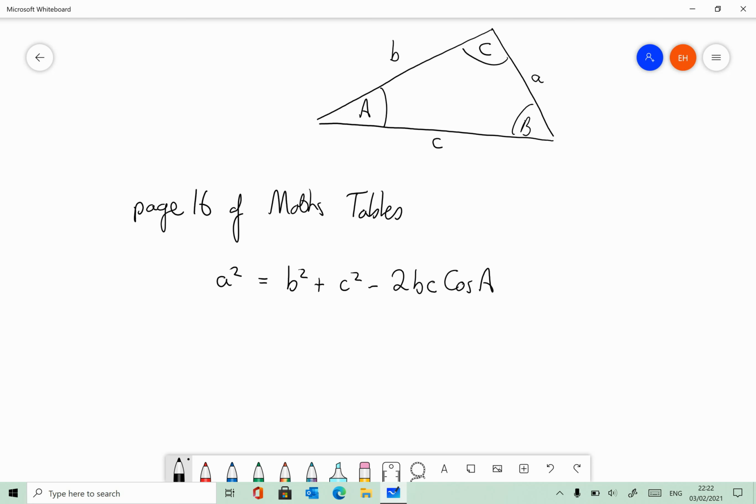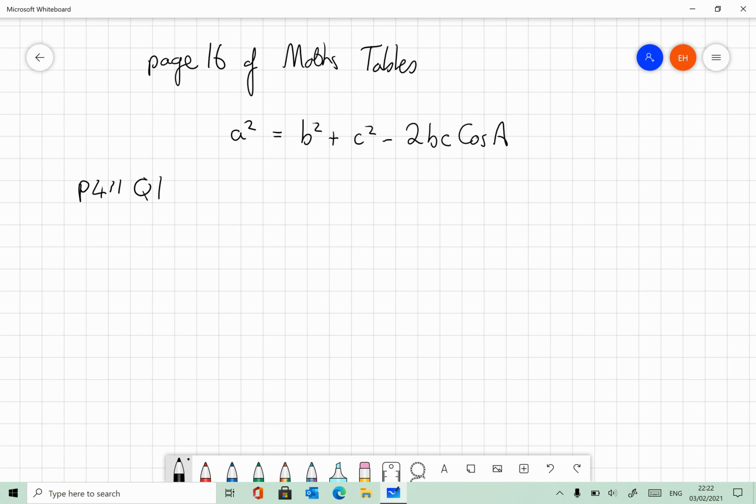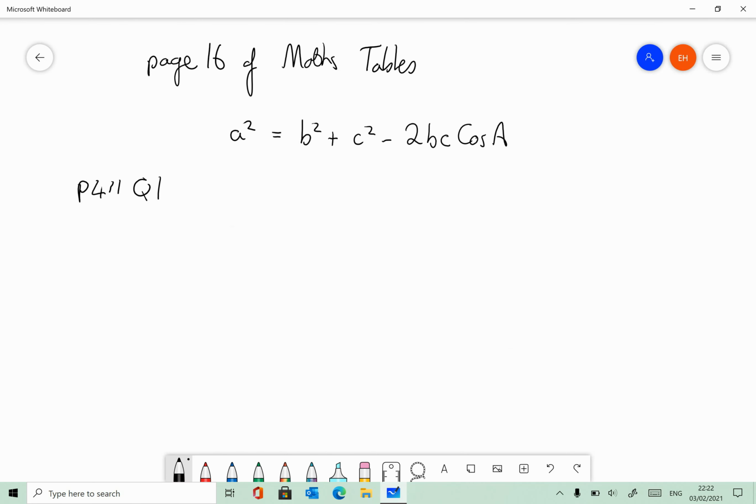So let's take a look at an example. So we might go through the example in the book. Will that be sensible? No, we'll go through page 411, question 1. Right, so let me maybe just draw this triangle. We have 7, we have 6, we have A, we have 39 degrees.